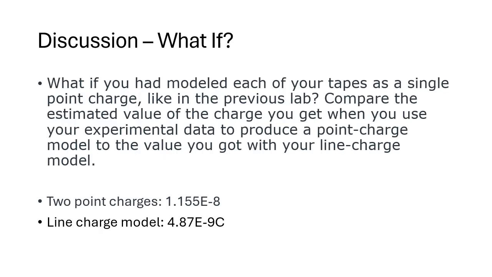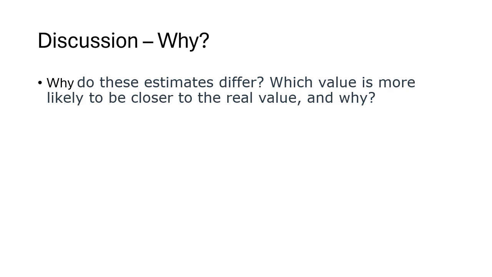What if we had used point charges instead of line charges to model the experiment? Well, when comparing to the results of the previous experiment where we had used point charges, the calculated excess charge on the tape is significantly lower. Why do these estimates differ? Well, it makes sense that the line charge would be significantly lower because when distributing the charge along a line, a lot of the charges become further away, and charges that are further away create a lower force.